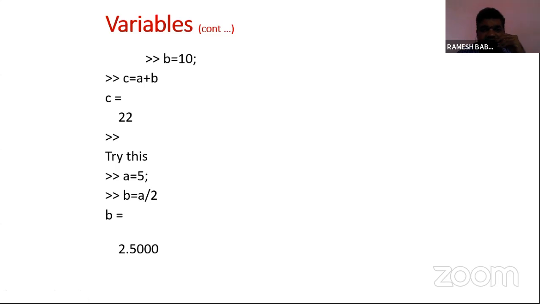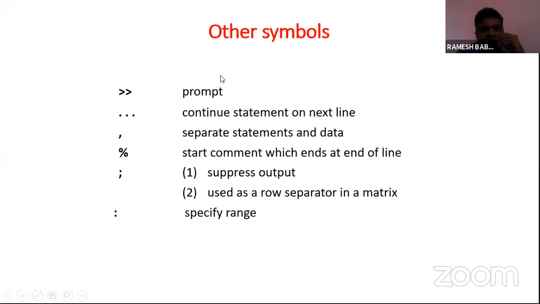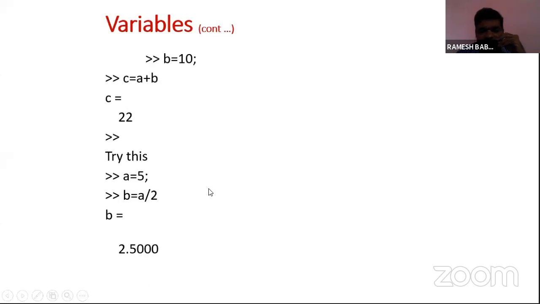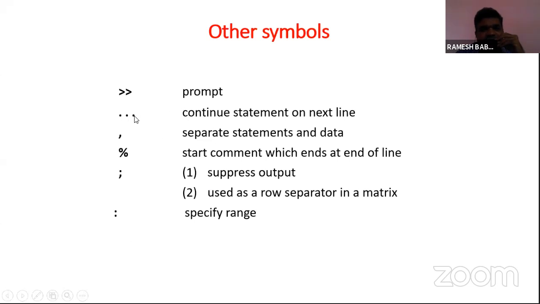If you want to increase the number of digits, that you can also do. How to increase or decrease it, we'll see in the format section in the later slides. So this is the prompt window, and these 3 dots indicate the statement continues on the next line. Comma will separate statements and data. Percentage we already saw, it starts a comment that runs to the end of the line. The semicolon suppresses output, and it is also used for row separation in a matrix. And the colon gives a specific range: the starting and the end of a particular variable's range, and if you want to give the step by which it increases, that also we can specify using a colon.